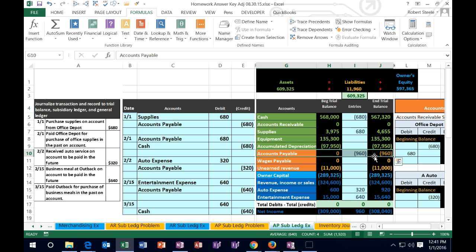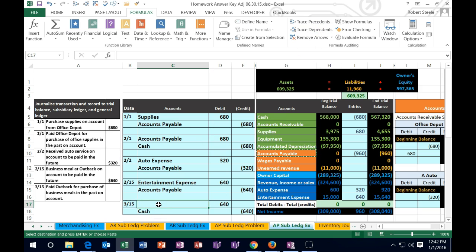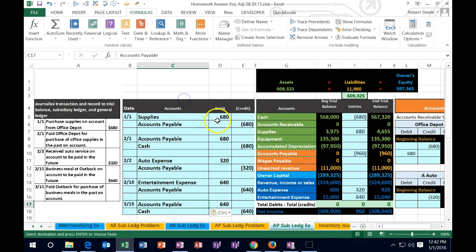How do we make something go down? We do the opposite thing to it, which in this case would be a debit. So it does make sense that we're going to debit it. I'm going to copy this, going to put that in cell C17. C17, it's right there, and right click and paste it 1, 2, 3. All right, so now we're going to post this out.